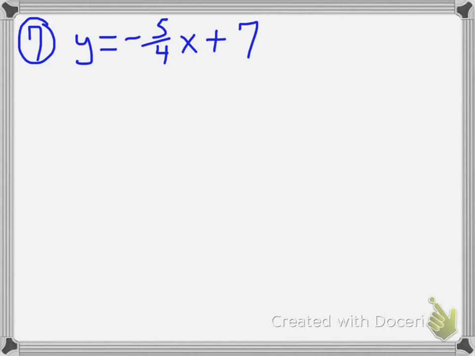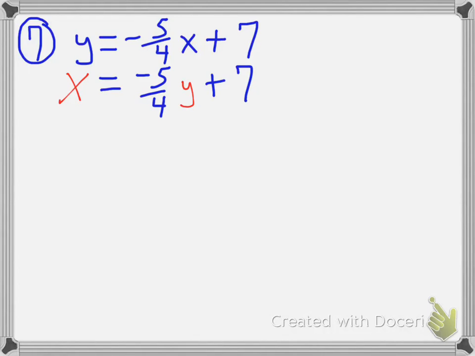So instead of y equals, I change it to x equals. So it's going to be x equals negative 5 over 4, y plus 7. If you notice, I changed the x and y and left everything else the same. Now that we've got the x and y switched, we want to solve for y. So I want to get the y by itself.